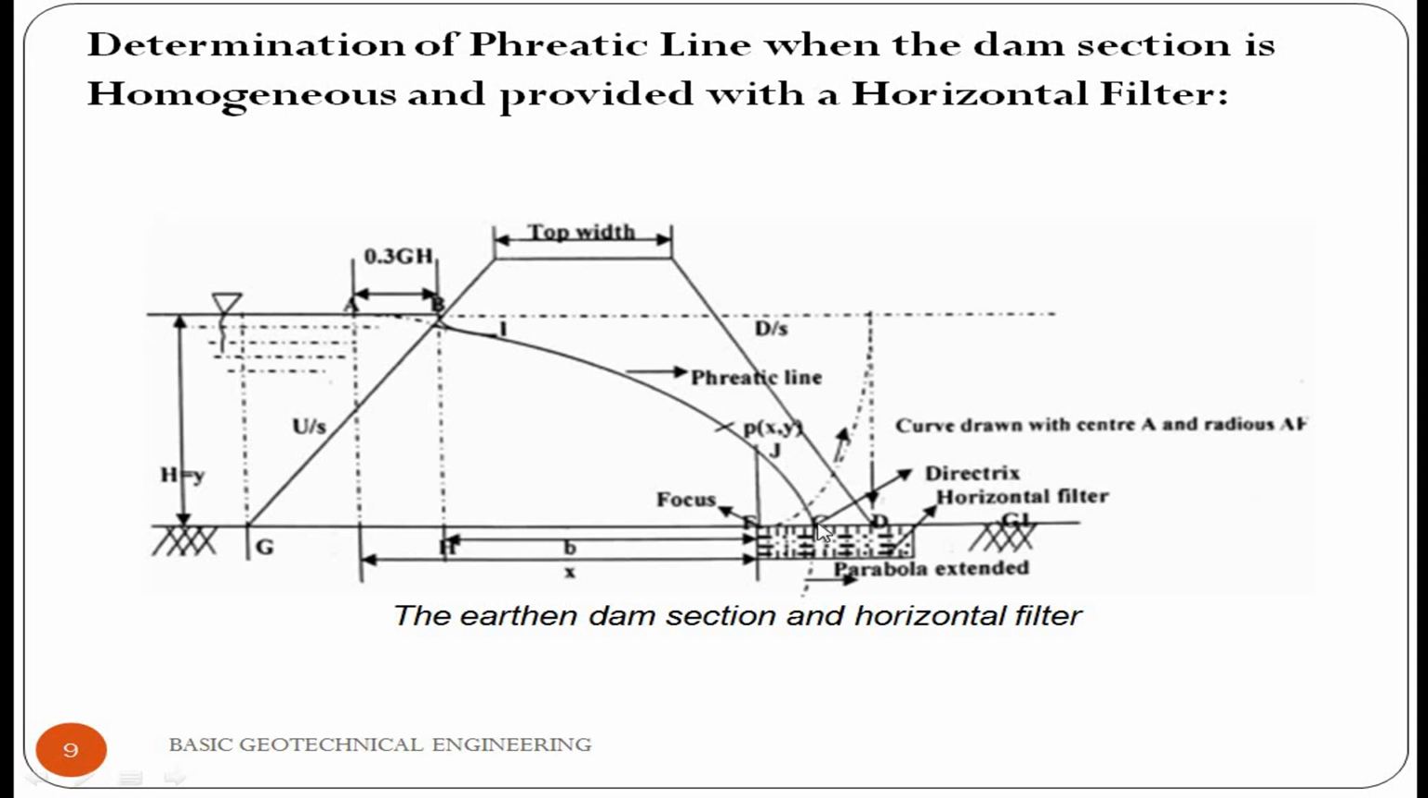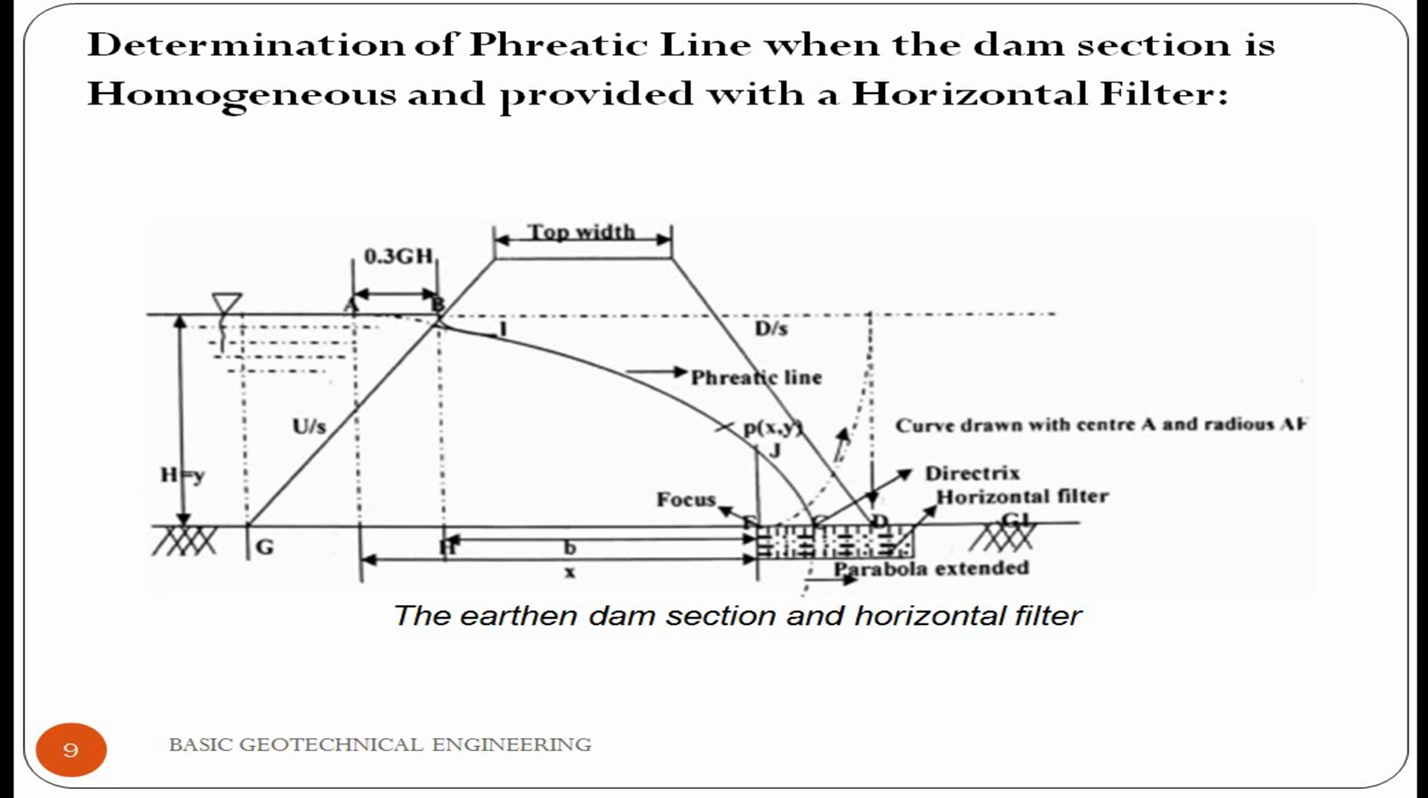Taking the focus F as the origin, the equation of the parabola can be written as square root of x square plus y square is equal to x plus FD, where the vertical line through D is the directrix. So FD is the distance of the focus from the directrix, called focal distance, and is generally represented as S. Therefore, square root of x square plus y square is equal to x plus S.